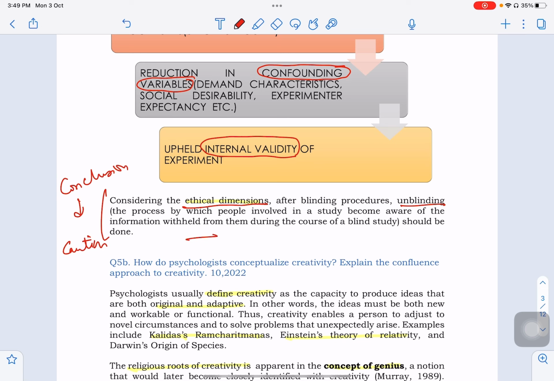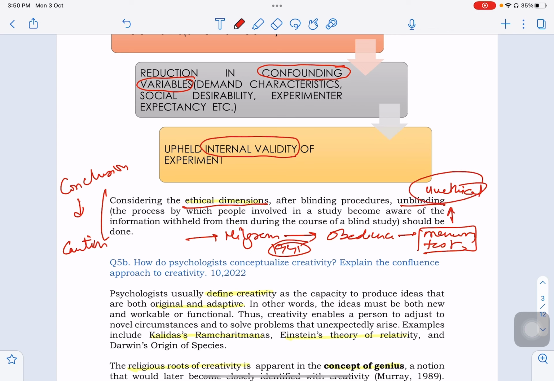फॉर एग्जांपल मिलग्राम के जो ओबीडियंस वाला रिसर्च था उसमें बताया गया था कि वो मेमोरी टेस्ट है, but it was unethical because it was done in 1945. So there were ethical issues. So हमें ethics का भी ध्यान रखना चाहिए blinding procedures में.